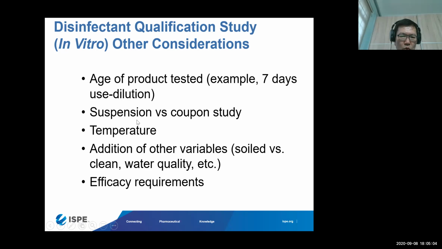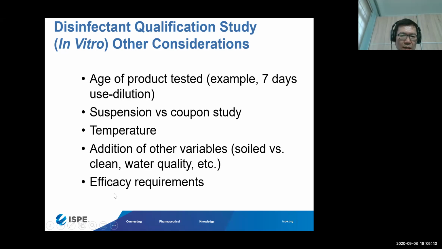You consider whether you want to do suspension studies. Of course, coupon studies are most important. Temperature as well. If you have a cold room, then you will need to conduct the studies at low temperature. Other conditions: soil or clean, water quality as well. Typically for a clean room, we perform under clean conditions, unless you have a specific process that is very dirty. So typically your coupon study is performed under clean conditions.